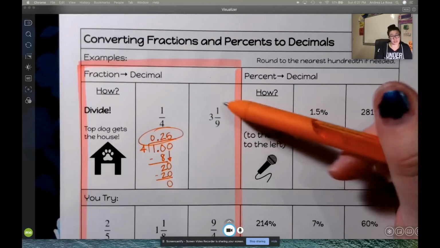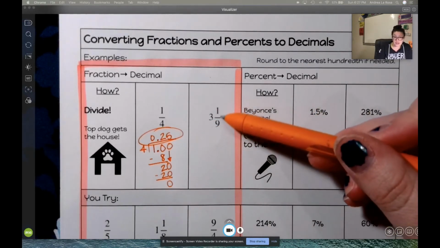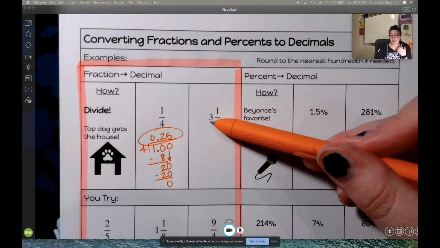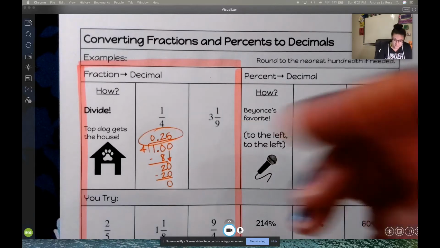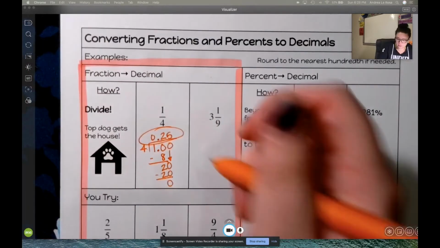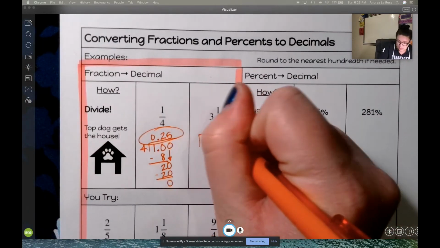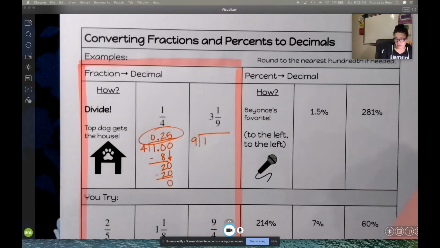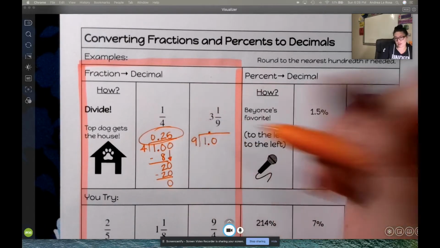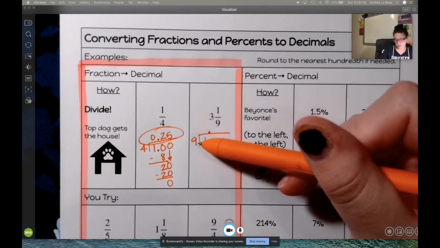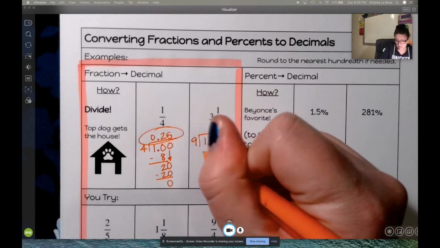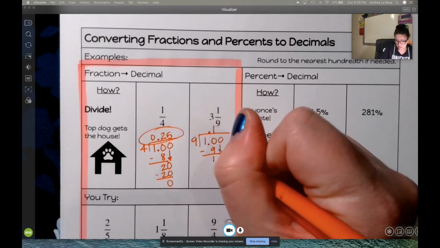3 1/9. If we have a mixed number like this, we still are going to divide that fraction, and then when we're turning it into a decimal, we can't forget that 3 out front. So first, we're just going to worry about that 1/9. Top dog gets the house. 9 goes outside. If you had my class last year, we talked about the trick when you have a 9 in the denominator. How many times does 9 go into 10? Once. Subtract. Bring down a 0.